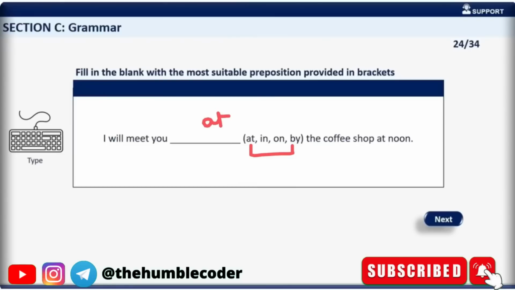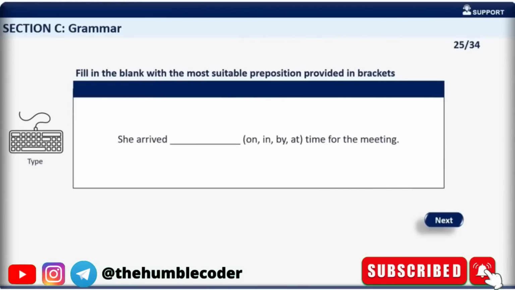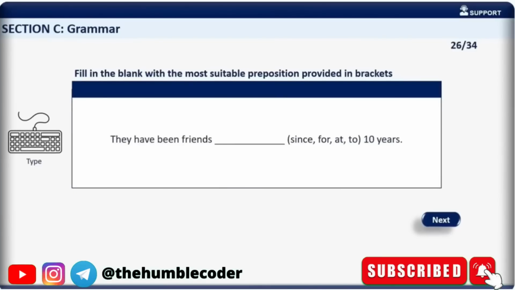Moving on to the next question. She arrived dash time for the meeting. The options are on, in, by and at. The correct answer is going to be: she arrived on time for the meeting. Let's move on to the next question now. They have been friends dash 10 years, and the options that we are given are since, for, at, to. The correct answer in this question is going to be for. They have been friends for 10 years.